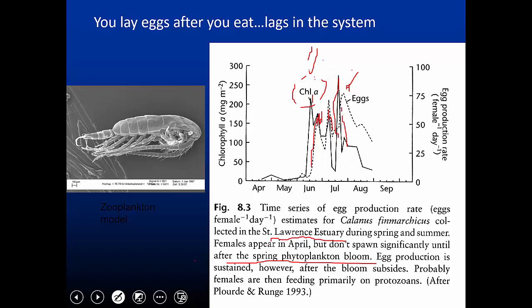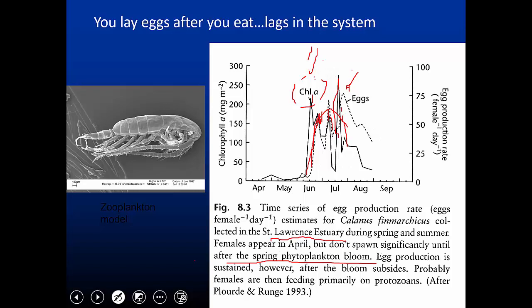And then we see the general response of this Calanus species of zooplankton a little bit later to the chlorophyll, to that increase in phytoplankton biomass. So I want you to tuck that away for a bit. We'll return later to why that's important in thinking about the control of phytoplankton and the control of the whole food web in the oceans.